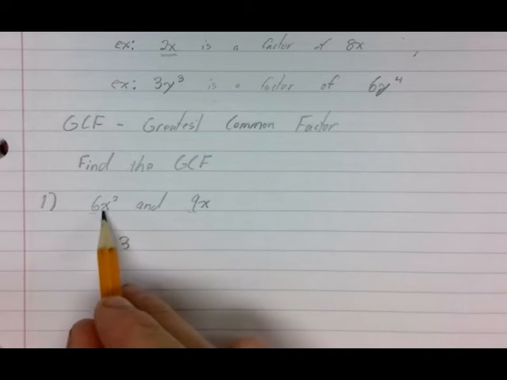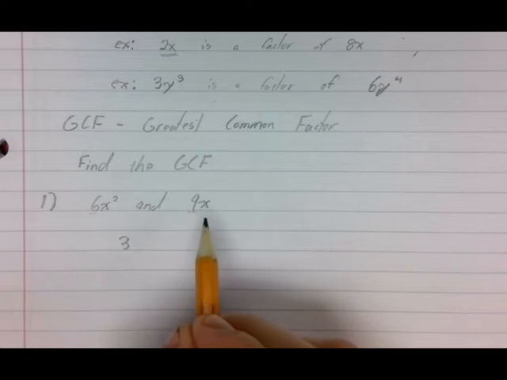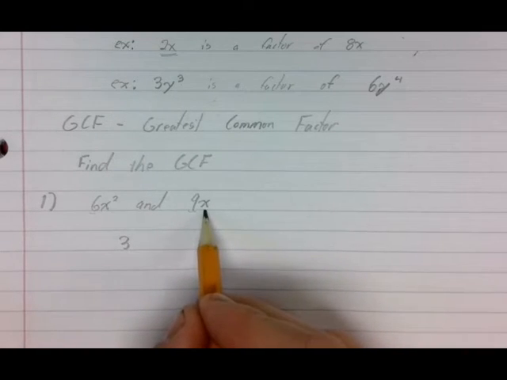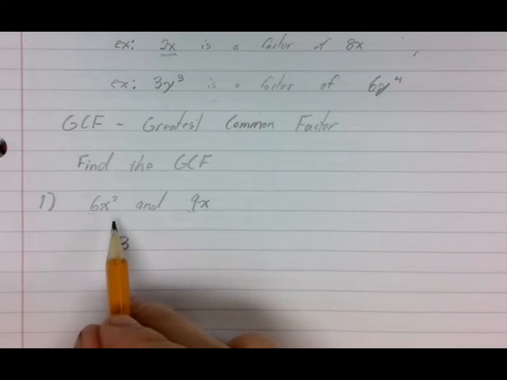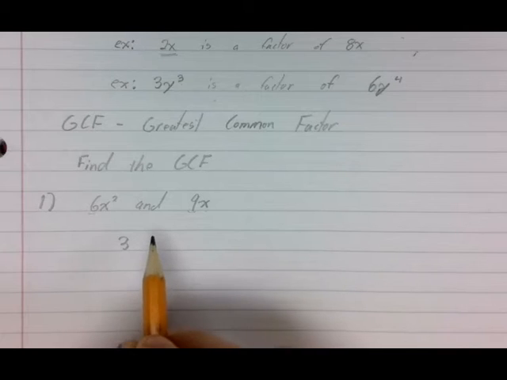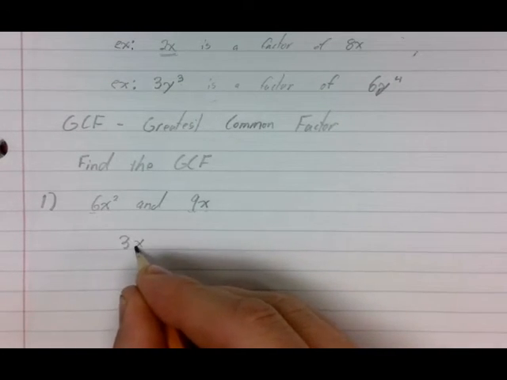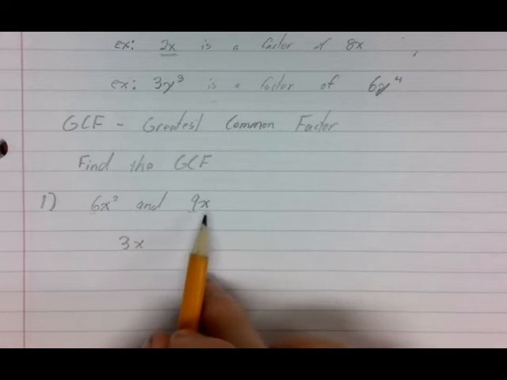But then I also have to look at what variables they have in common and what is the greatest common factor. Well, this one has x squared, and this one just has an x. So the greatest thing that they have in common is just a single x, right? They don't have an x squared in common, just an x.